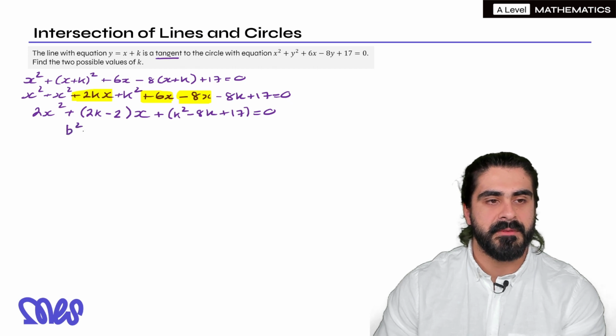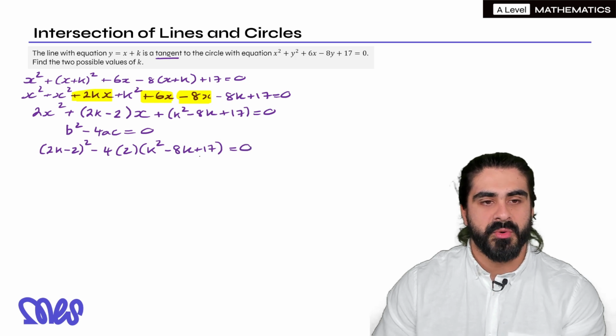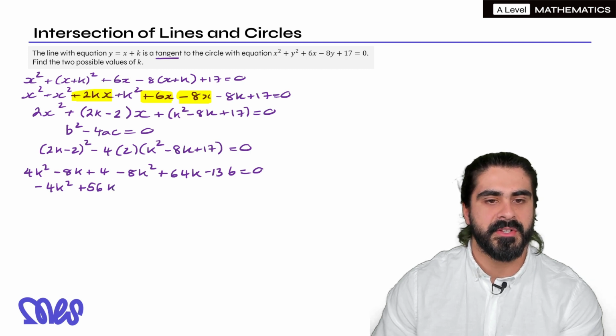So we're going to state b squared minus 4ac is 0. What's b in this case? It's 2k minus 2, squared, minus 4. A is 2. And we have c is k squared minus 8k plus 17, and that is 0. Now we're going to expand all of this. Then we collect the like terms. So we're going to have minus 4k squared minus 8k plus 64k would be plus 56k. Then we've got 4 minus 136, that's going to take us to minus 132 is 0.